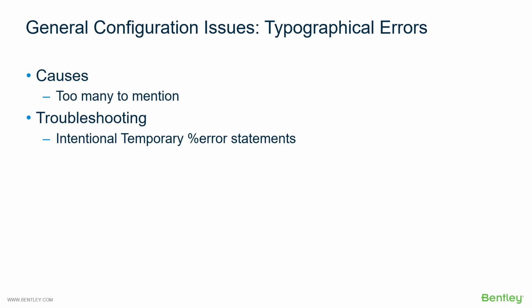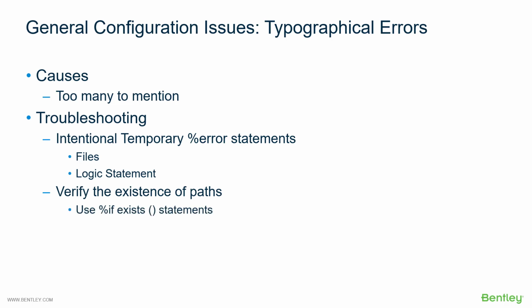You can temporarily place error statements in key locations like files or maybe inside logical statements to verify these files or portions of a logical statement are included in the process. By doing this, you can narrow down where errors may be occurring. You can also verify the existence of paths with if-exist statements. If there is ever a typo in a variable path, by having standard validation statements, as we showed previously, these types of typos become very evident quickly without a lot of wasted time.